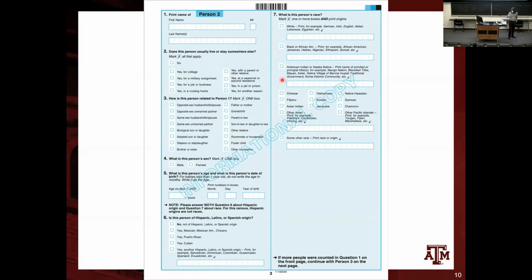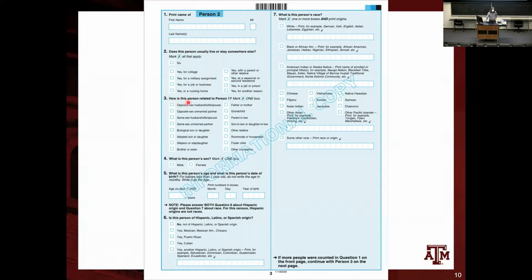And then we ask the same questions to the other people in the household. So that's still the questionnaire from the 2020 census. But here, there are some other questions. Does this person usually live or stay somewhere else? Like college students, for example, or people out on military assignment.